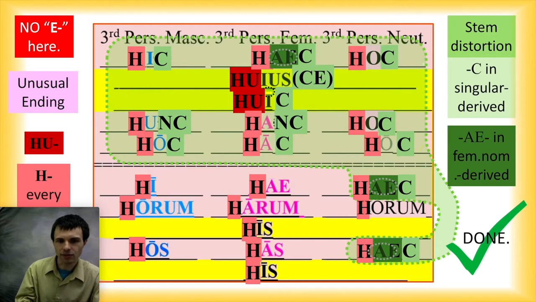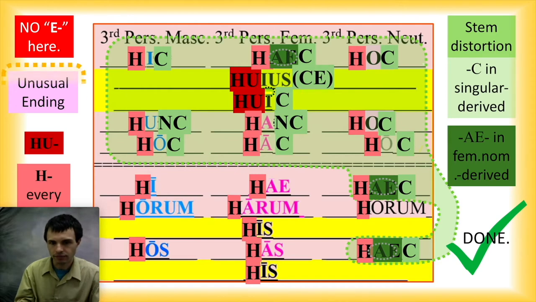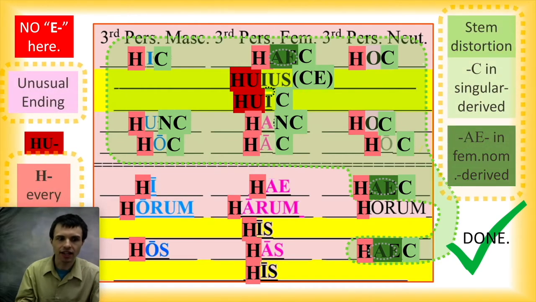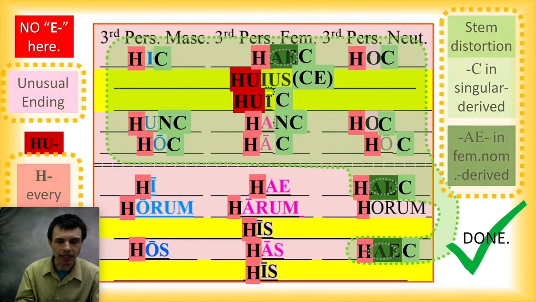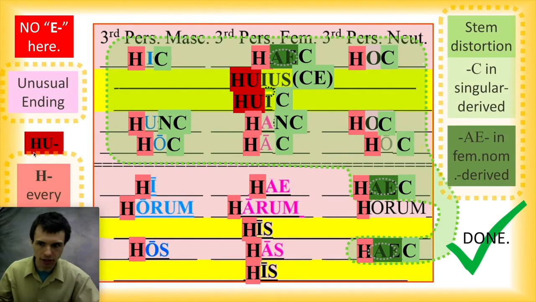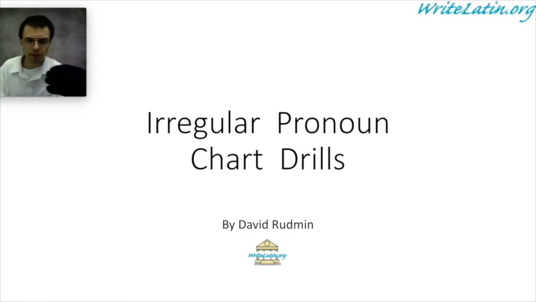All right. What about the next chart? Which of the seven exceptions does this chart get? Hic, haec, hoc. Answer? Everything except the top left corner, no E. Even H-U right here.